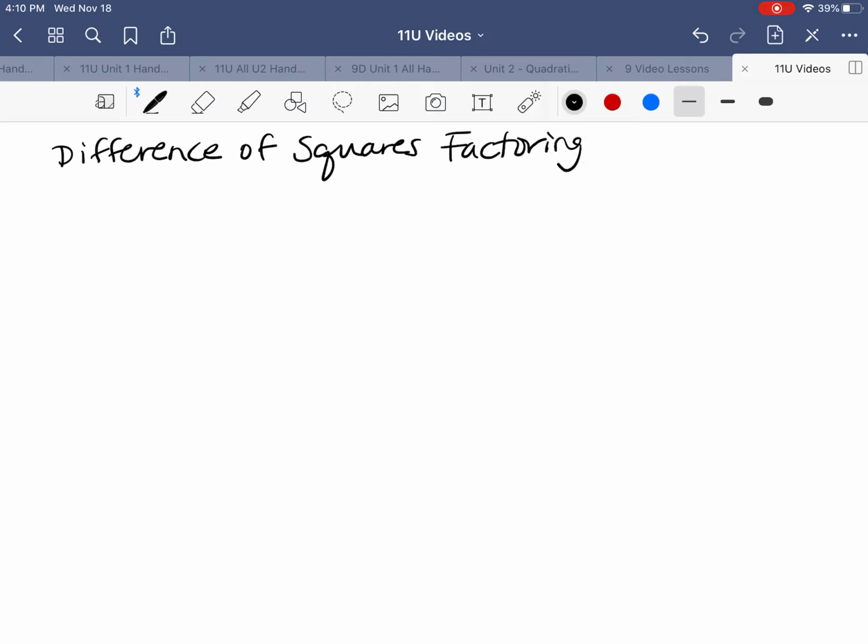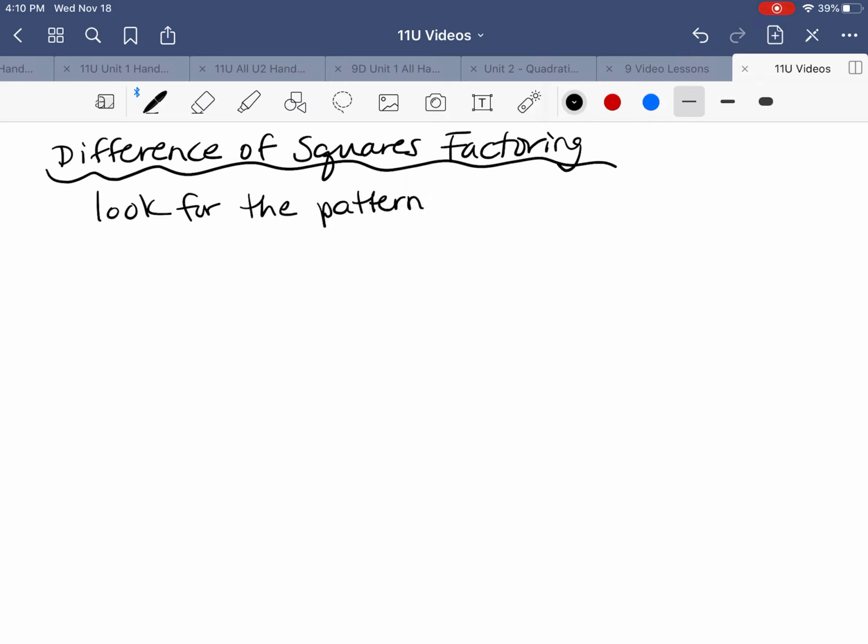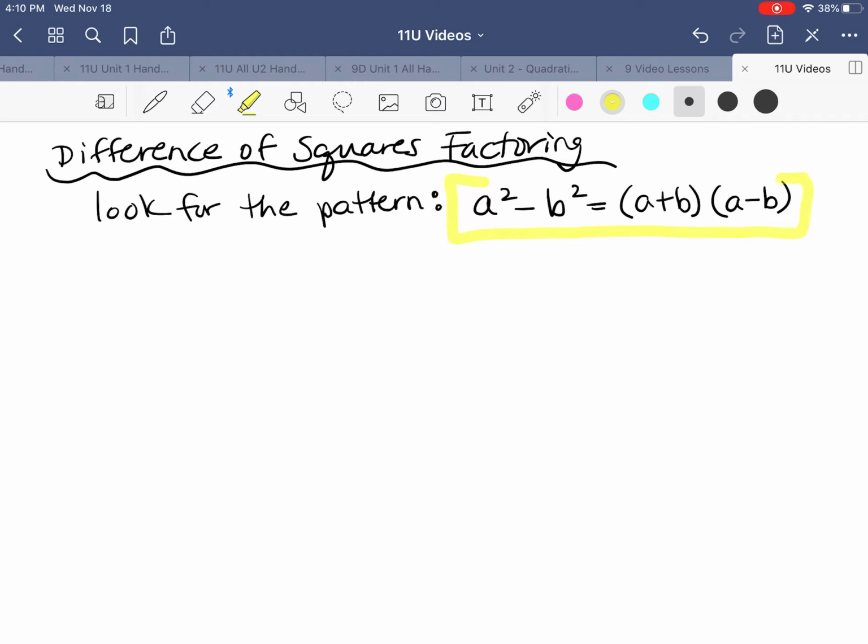So difference of squares factoring follows a specific pattern. Look for the pattern that follows: a squared minus b squared is equal to a plus b times a minus b. So what we want to do is look for polynomials where we can write them, or maybe they're already written, as something squared minus something squared.